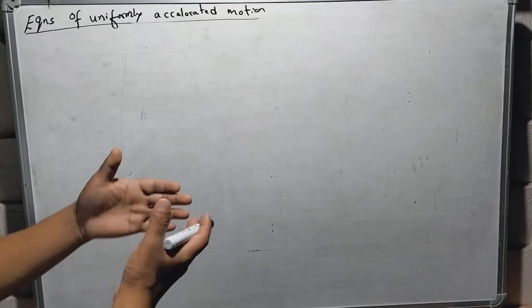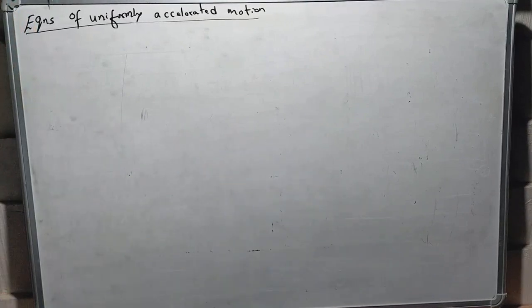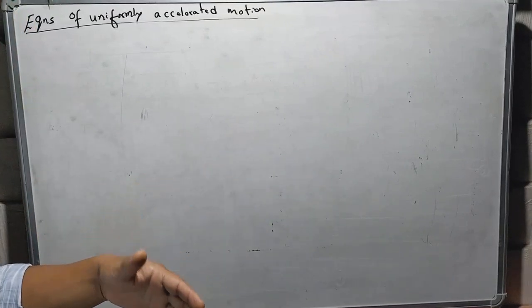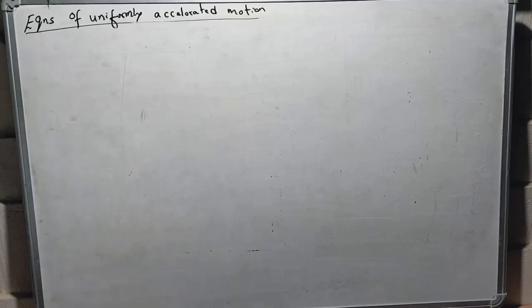We know when a body is moving with a constant acceleration, then the motion of the body is said to be uniformly accelerated motion. So here we shall talk about the equations of uniformly accelerated motion using a graphical method.